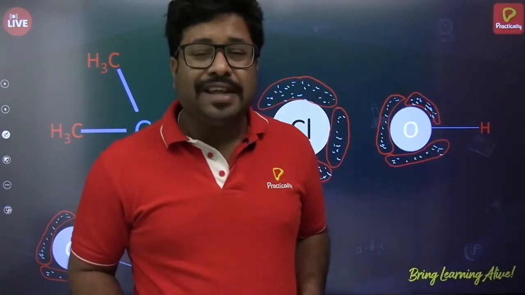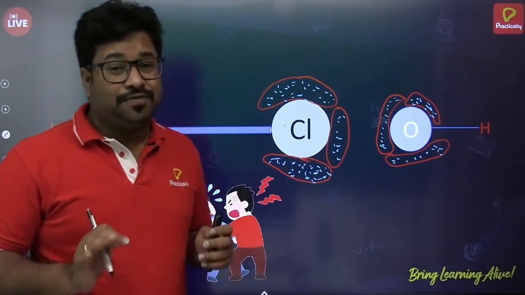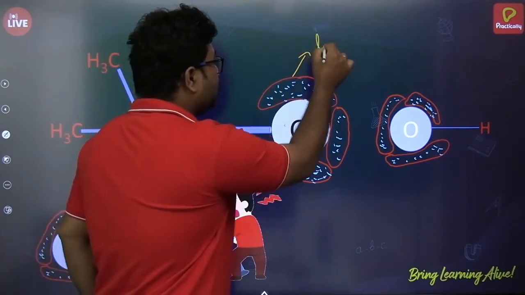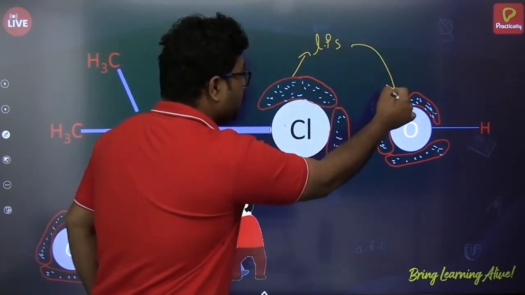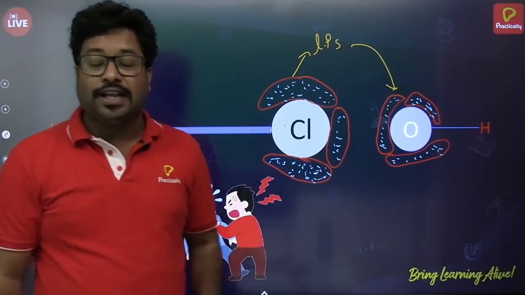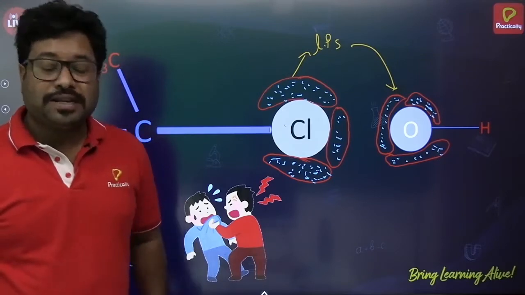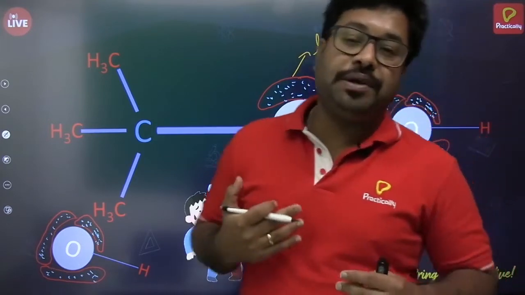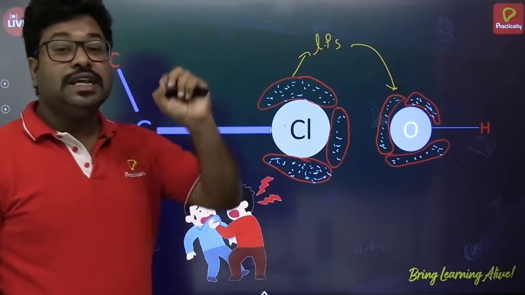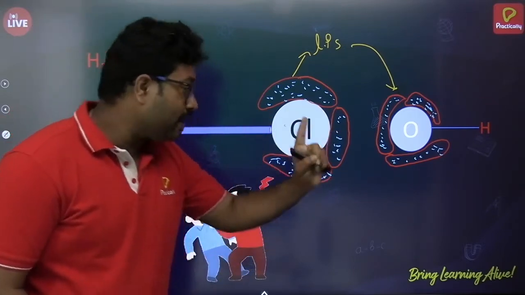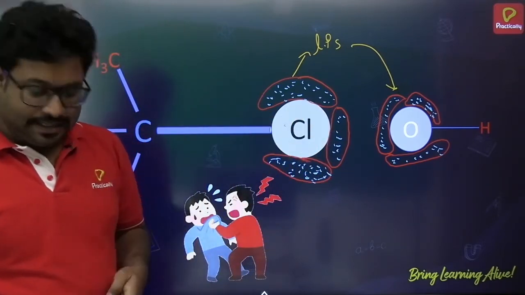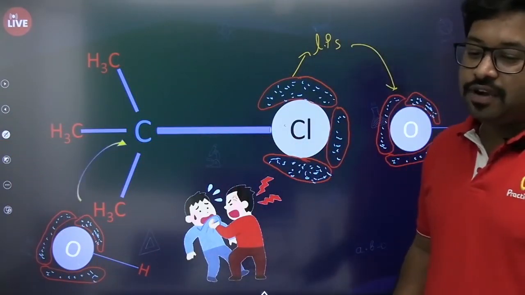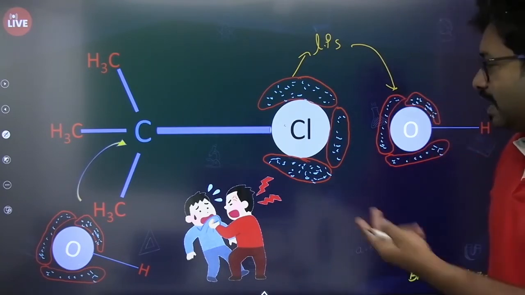Now, fighting does not literally mean fighting. You can see here these are lone pairs of chlorine as well as lone pairs of oxygen, and lone pairs are nothing but electrons. We know that there is a repulsion between electron and electron, so that repulsion is not allowing oxygen to attack from the front side. That's the main reason. So oxygen thinks that it should attack from the back side, and then it tries to attack from the back side.